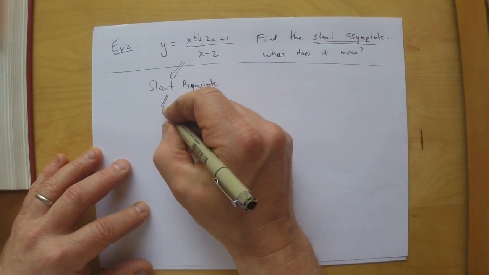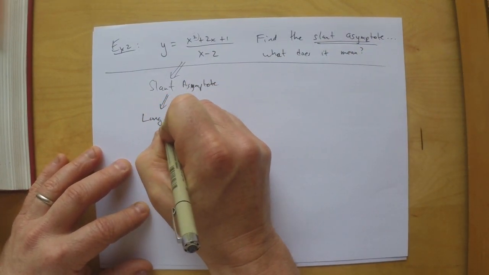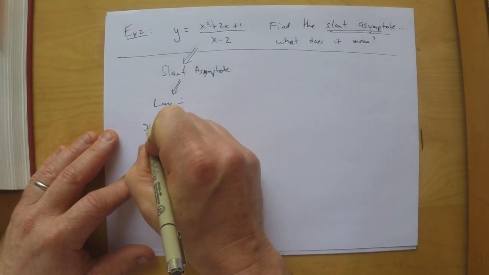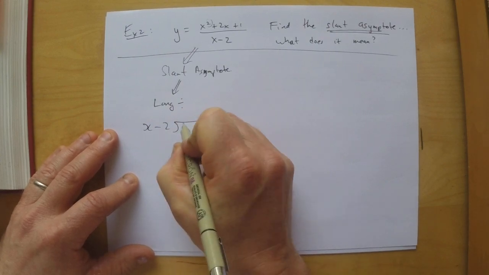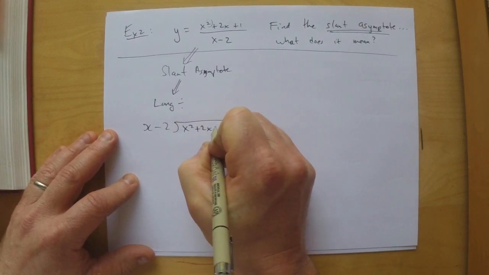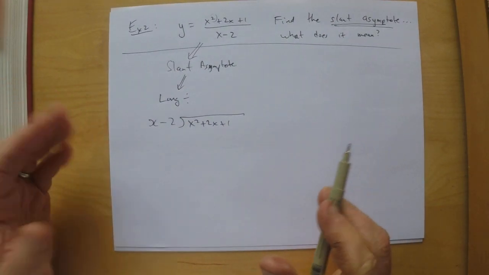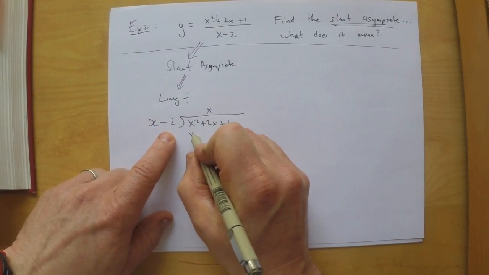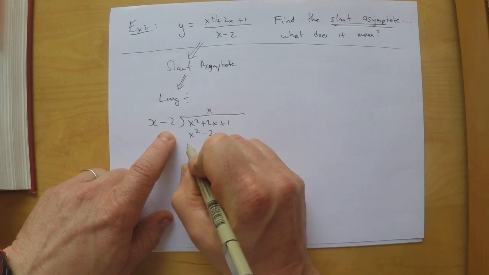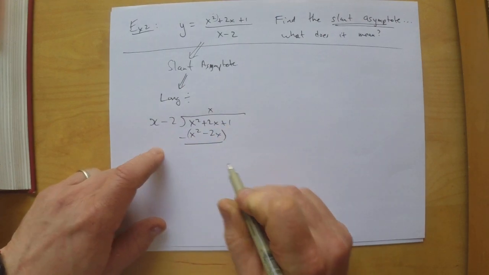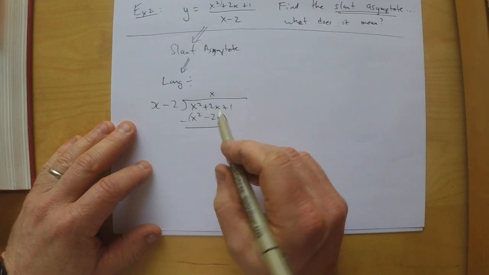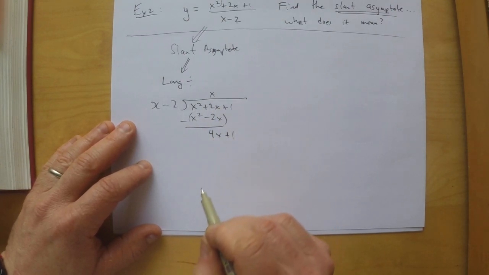So right away, as soon as it wants a slant asymptote, I'm like, okay, I long divide. So I long divide. 2x minus 2 divides into x squared plus 2x plus 1. Just be careful with your rookie errors here. So x goes into that x times, I get x squared minus 2x. I'm going to subtract. So this, take away that. Double negative is positive, so I get 4x plus 1.